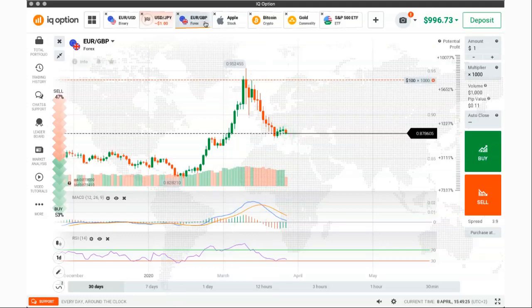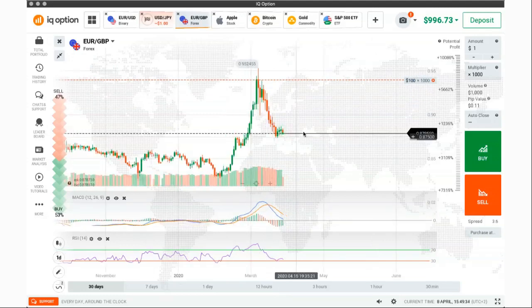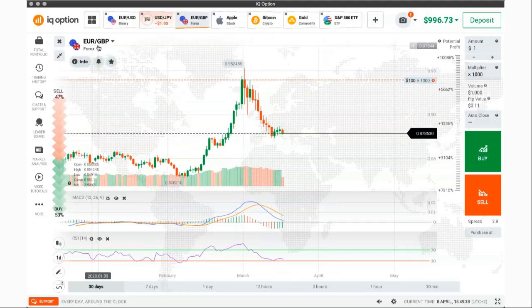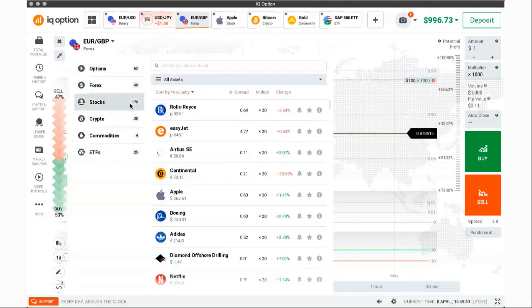I know a lot about the GBP because I know tons about the UK. So knowing what's happening geopolitically will help me to navigate through all of these zigzags. Okay, that's Forex. Moving up to stocks, 170 stocks.